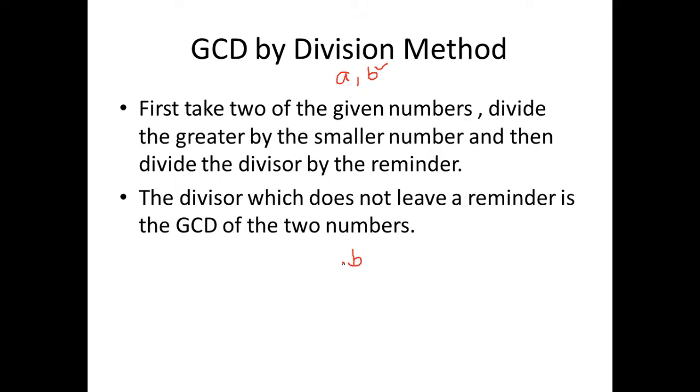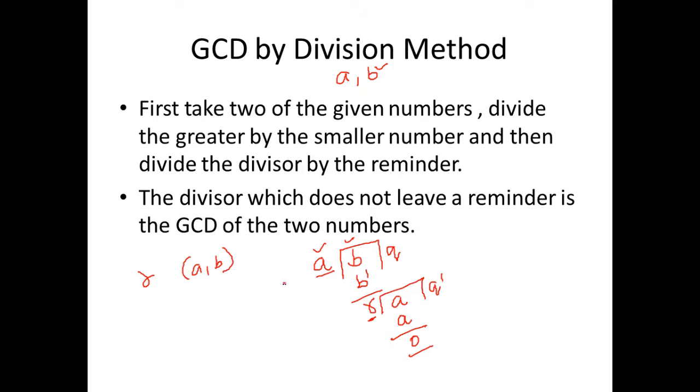Let's assume that B is the greatest. So we take B and then we divide it by A. Say we get some quotient and we'll get some remainder. Once you get a remainder, you take this divisor and then you again divide it by the remainder. Once I divide it, say Q dash, and then I get A, the remainder goes to 0. So this divisor, which has led to a 0 remainder, will be considered as the GCD for both these numbers. So R is the GCD for A comma B. So that is the division method.